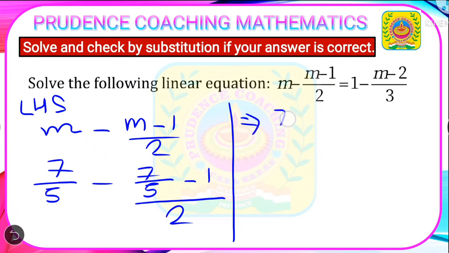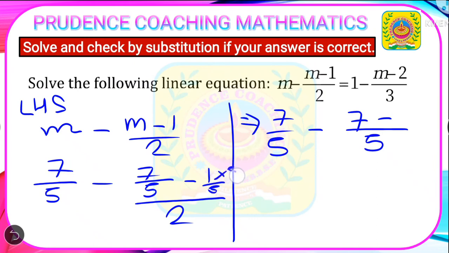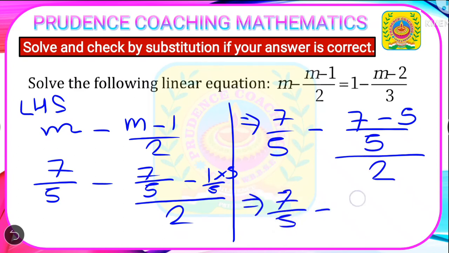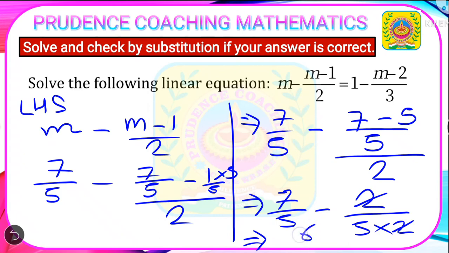So here we have 7 by 5. This one we have 7 by 5 minus 1. So if we take 5 as the LCM, we will get 7. And here we need to multiply with 5. So we will get 7 minus 5. And divided by 2, you will write as it is. So further you will get 7 by 5 minus 2 by 5 into 2. So this 2 and this 2 will get cancelled. So 7 by 5 minus 1 by 5 will give you 6 by 5. So your LHS is 6 by 5.